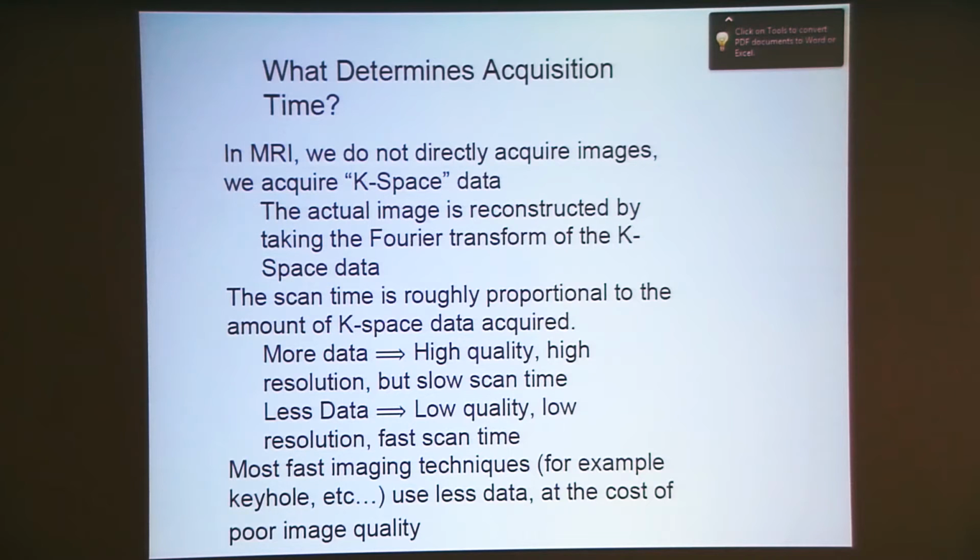So, acquisition time. In MRI, you don't directly acquire the images. You actually take the Fourier transform of something, basically. So think about it that way. You have an image, and you basically take its discrete Fourier transform, and then you sample it, or compute every single point of the Fourier transform, and then try to recover what was there originally. But the idea would be to use less data.